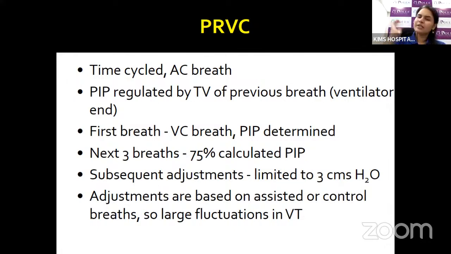PRVC, which is available in Siemens Servo I, Maquet Servo I, is essentially a time-cycled assist-controlled breath, wherein PIP is regulated by the tidal volume of the previous breaths.